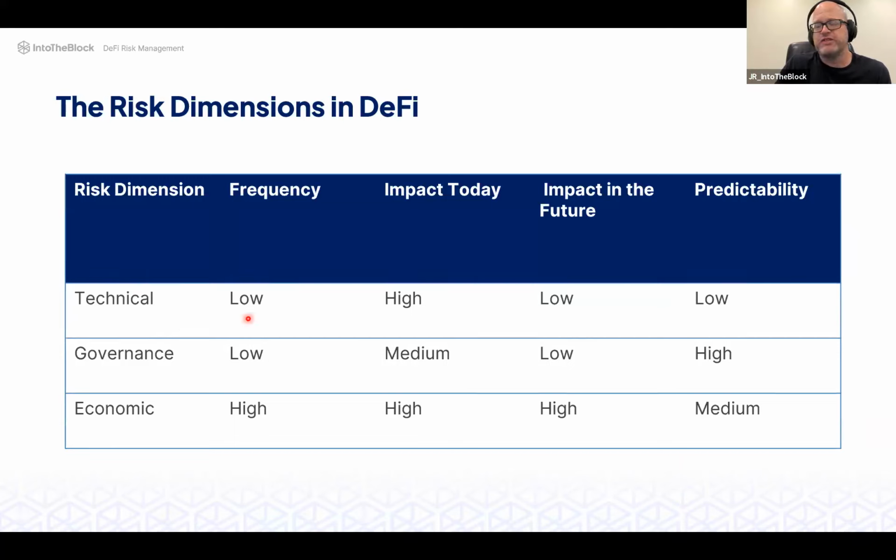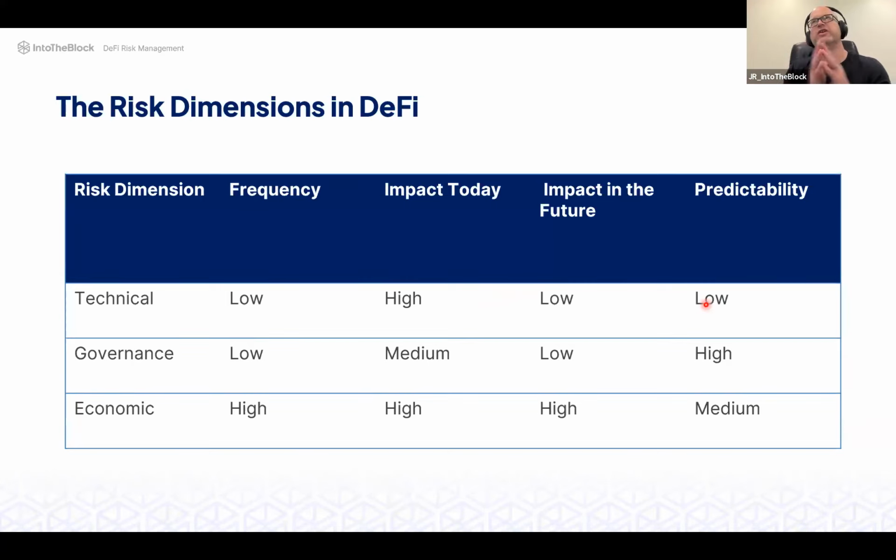So technical risk is not very frequent, so it's very binary. Obviously, we don't get hacks every day, although sometimes it feels that we do, but we don't. The impact today is very high, right? Most of these attacks are successful, but we hope that DeFi protocols are going to get more robust in the future. So the impact in the future should be low. If not, we're going to have more serious problems. And the predictability is very low.